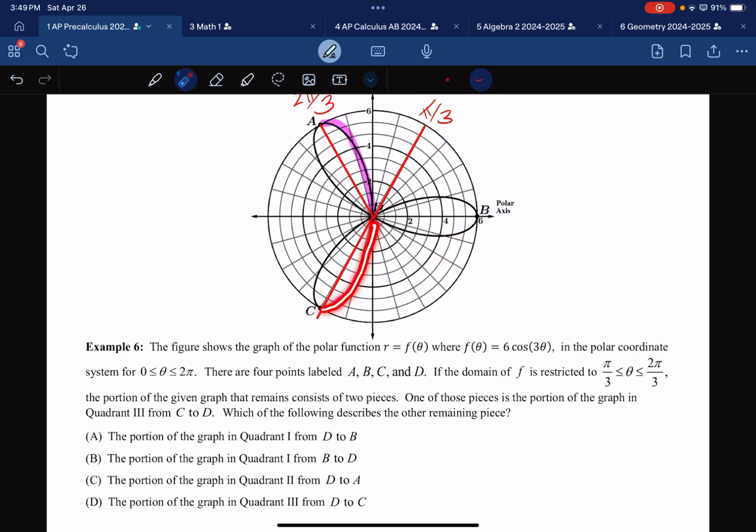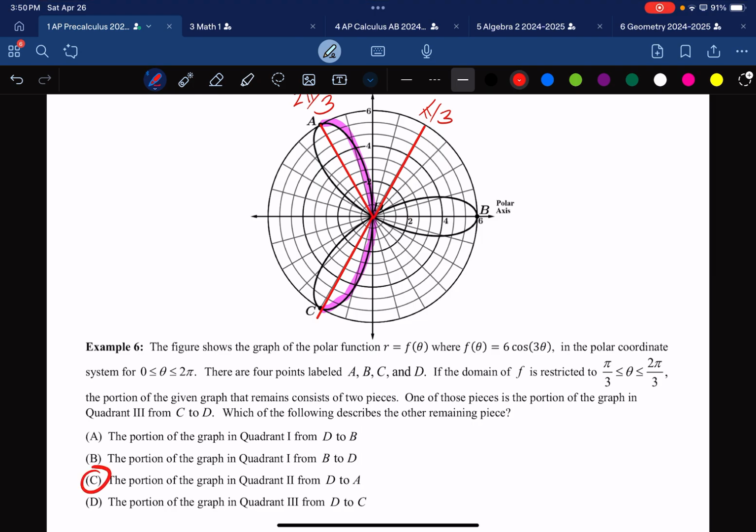So that's the section that we're talking about right now, and it's asking which of the following describes the remaining piece. Well, I already highlighted the remaining piece. The remaining piece is right there, which is between D and A. And that's in quadrant 2 up here. So we want to say quadrant 2, D to A. The correct answer here is C, just being able to read the graph.